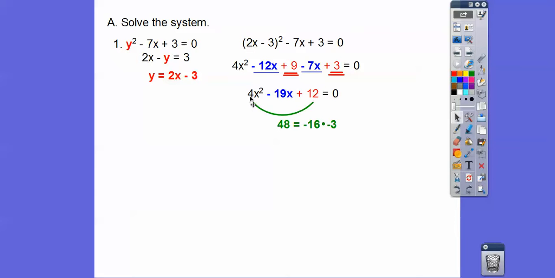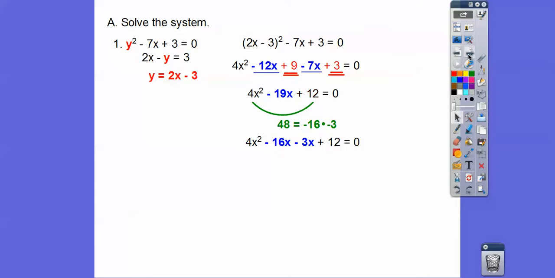If I multiply these outer two numbers, 4 times 12 is 48, and other factors of 48 are negative 16 times negative 3, and those pair add to that one right there. This is how I teach this kind of factoring.